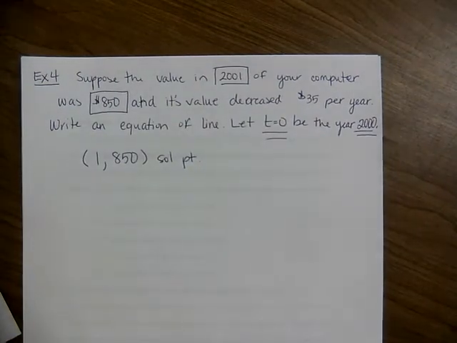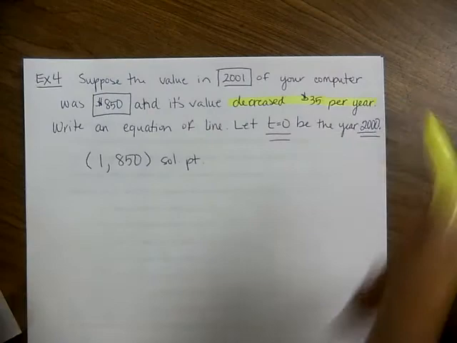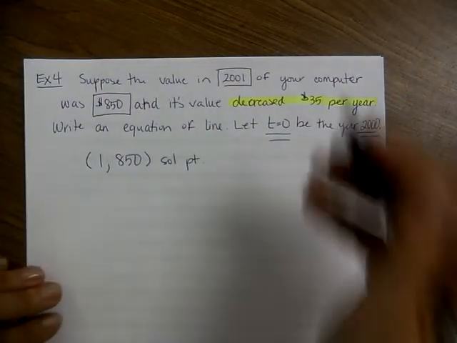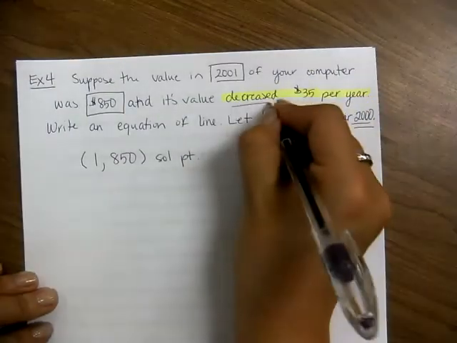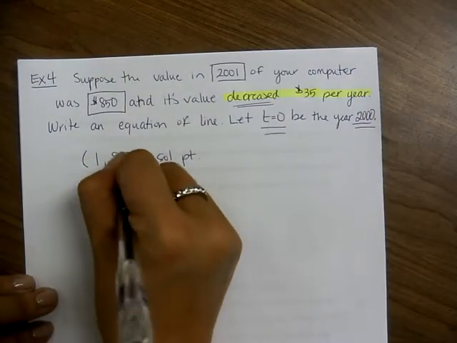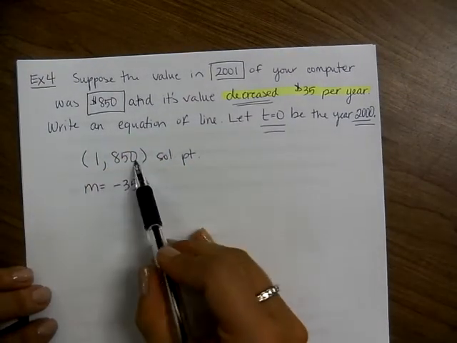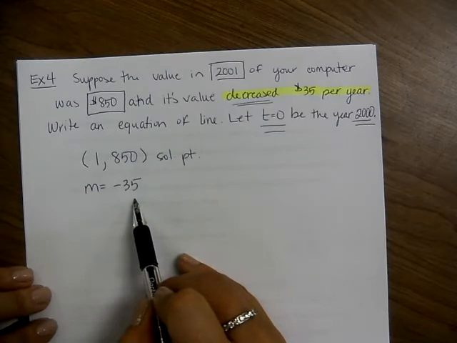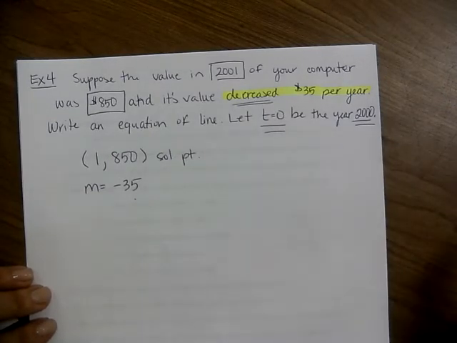The next thing they told me was that the value of the computer decreased $35 per year. This is the rate of change. The rate of change is the slope. So if it decreased, then it's going down, and therefore I have a negative slope. So my slope is -35. So I have a solution point and I have a slope. I can plug it into point-slope form right now and manipulate it.